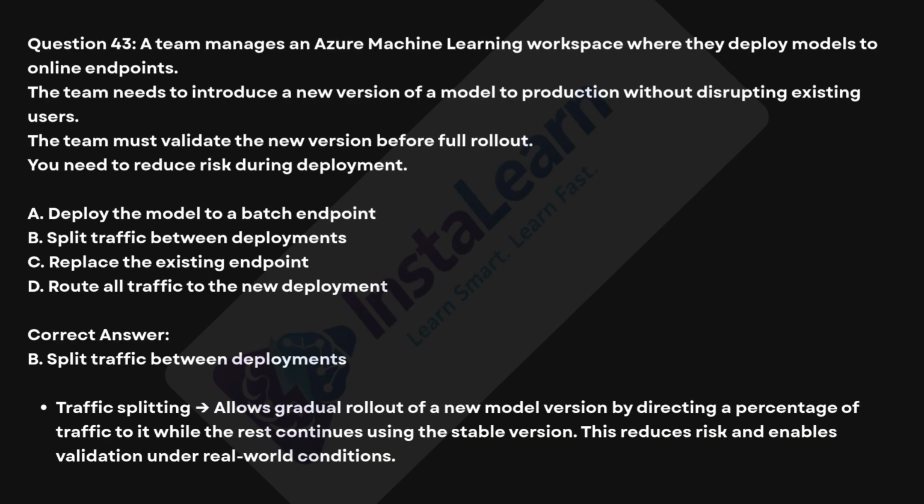Correct answer is B. Split traffic between deployments. Here's why. Traffic splitting allows gradual rollout of a new model version by directing a percentage of traffic to it while the rest continues using the stable version. This reduces risk and enables validation under real-world conditions.